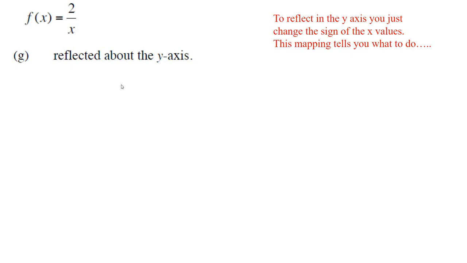To reflect about the y-axis, you just change the sign of the x values. So this is the map you have to know for reflecting about the y-axis. Instead of x, it becomes minus x. So then the new function, let's call it L of x or whatever, is minus 2 over x. That's it. That's how you reflect about the y-axis, if you can just remember that. And it's pretty straightforward because the y stays the same, but you jump to the other side.